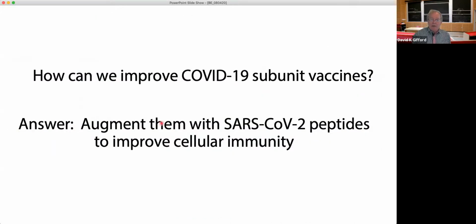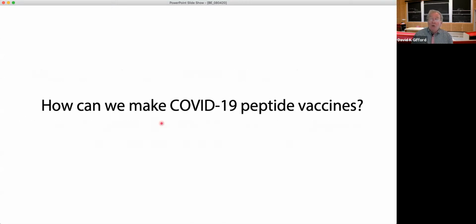And so, in answer to the question, how can we improve COVID-19 subunit vaccines? The answer I have is that we can augment them with peptides drawn from other parts of the pathogen to improve the cellular immune response. And finally, how can we make COVID-19 peptide vaccines? It turns out that it's been shown that you can make peptide vaccines that don't include a subunit at all, and these peptide vaccines can activate the cellular immune system, which can prevent subsequent disease. For example, there's been a 2-peptide vaccine demonstrated against Ebola.